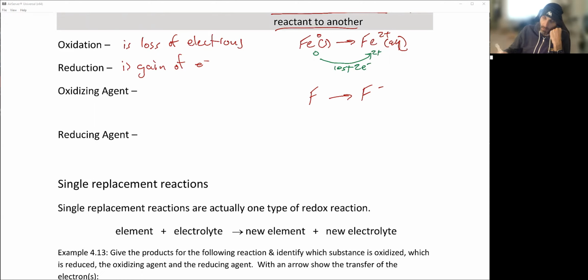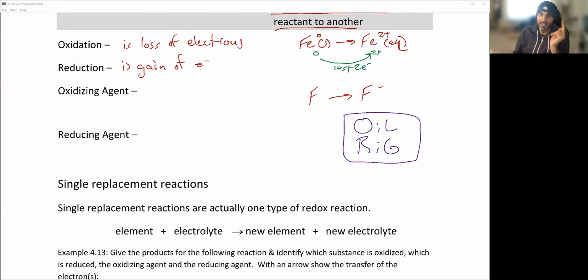Everyone has their own mnemonic for memorizing this. The one that I was taught at the beginning of my career is OIL RIG: oxidation is loss, reduction is gain. The other one is LEO the lion says GER.